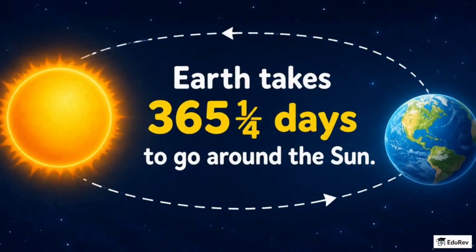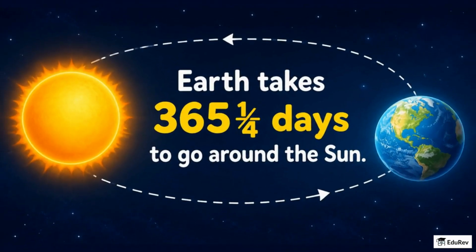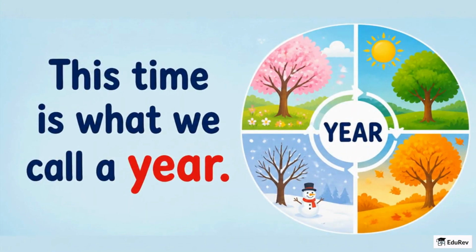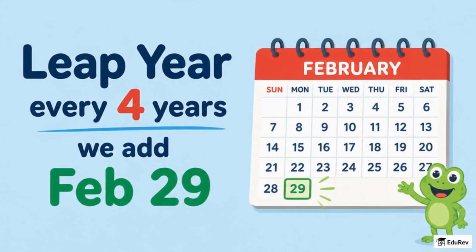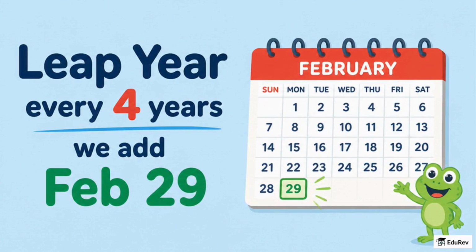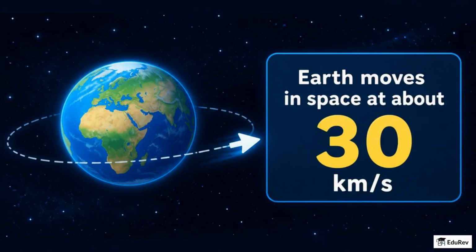The earth takes about 365 and 1/4 days to go once around the sun. This time is what we call a year. The extra 1/4 day each year makes a leap year every 4 years, when we add February 29th. The earth also moves in space at an average speed of about 29.8 kilometers per second.